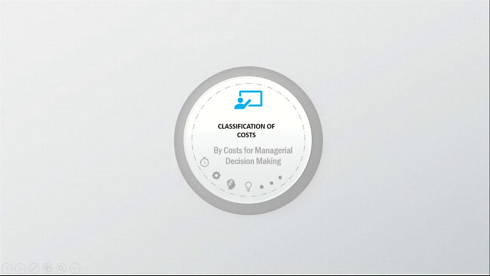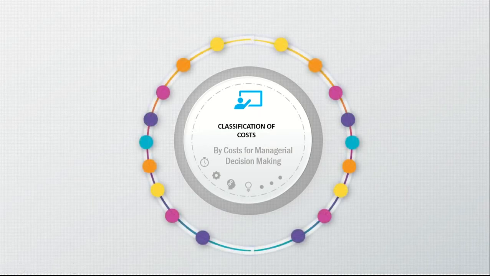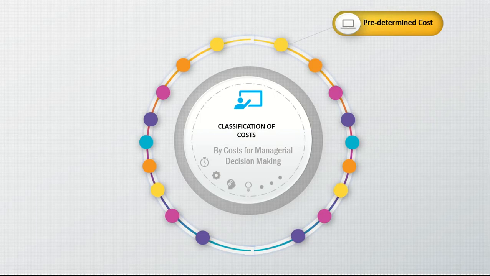By costs for managerial decision making. A. Predetermined cost: a cost which is computed in advance before production or operation starts on the basis of specification of all the factors affecting cost is known as a predetermined cost. B. Standard cost: a predetermined cost, which is calculated on management's expected standard of efficient operation and the relevant necessary expenditure.